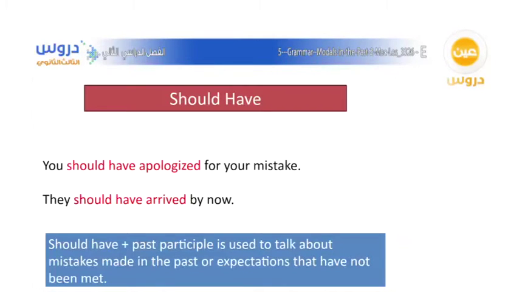Should have. Should have plus the past participle of the verb is used to talk about mistakes made in the past or expectations that have not been met. As an example, you should have apologized for your mistake. Another one, they should have arrived by now. Again, these are used to talk about mistakes made in the past.